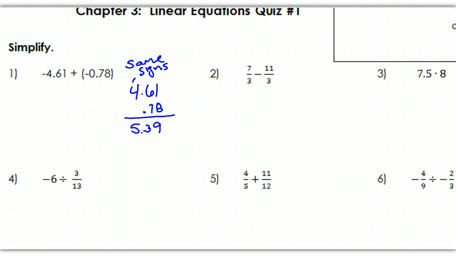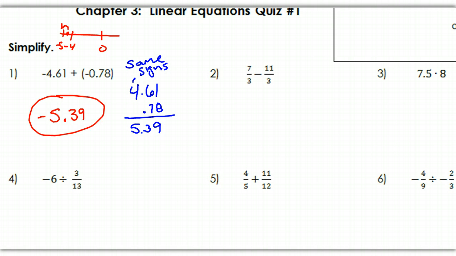But I always talk about thinking about this on a number line. We start at negative 4.61, somewhere right about here. We'd be adding a negative 0.78 to it, so we're actually adding just a little bit more negative. The answer is going to get more negative. There's no way we're going to cross over 0. So the final answer is negative 5.39. Oops, sorry about that. Negative 5.39.